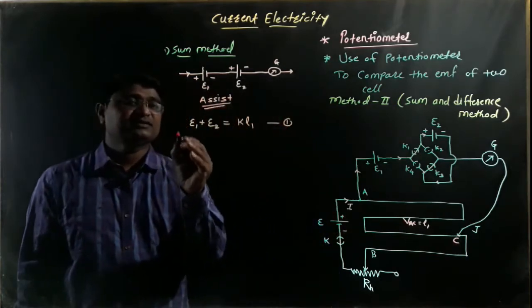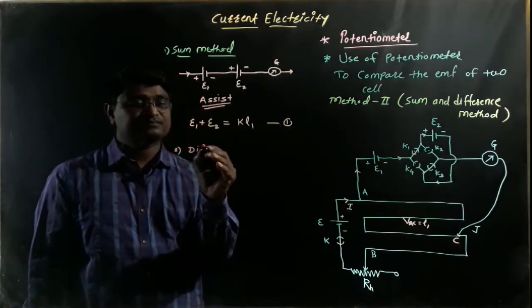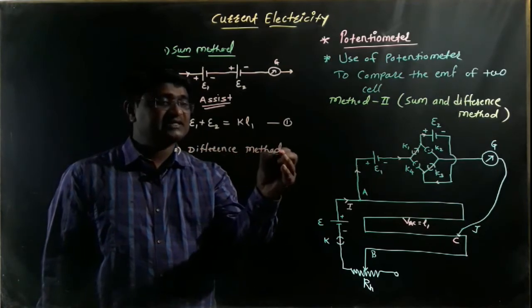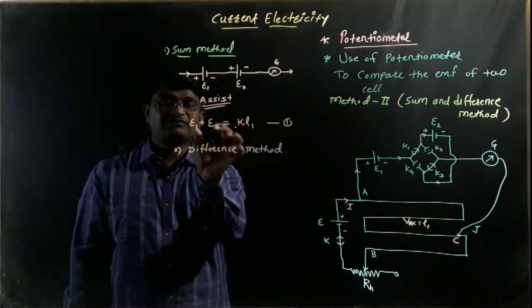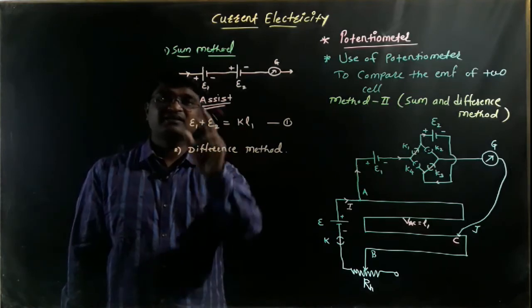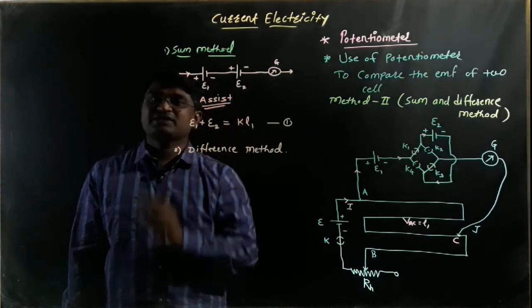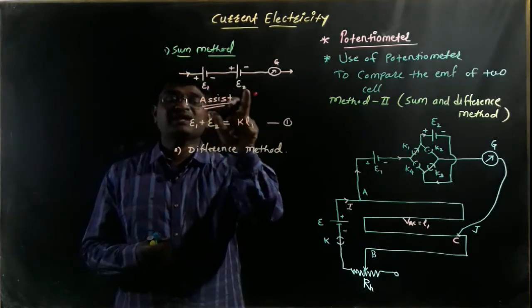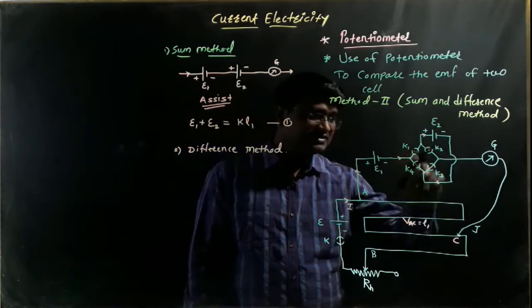After that, we discuss the second important method, and this is the difference method. I hope you understand why we call the first one the sum method, because their potentials get added. And why will their potentials be added? Because epsilon 1 and epsilon 2, the two EMFs, assist together. It is very important. Assist means they add together: the electric current moves through cells E1 and E2 in the same direction. It is very important.